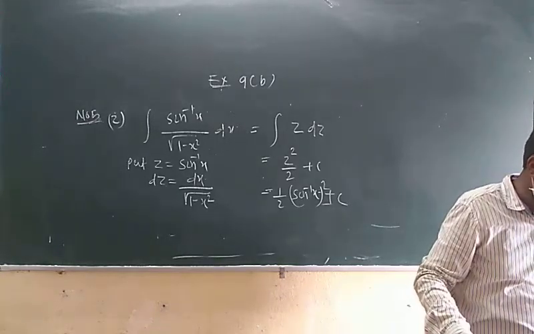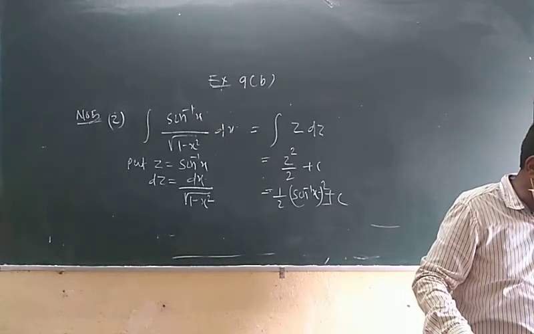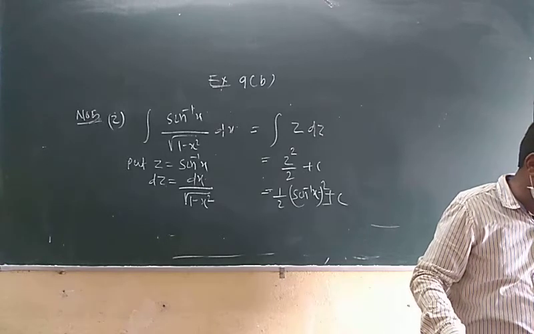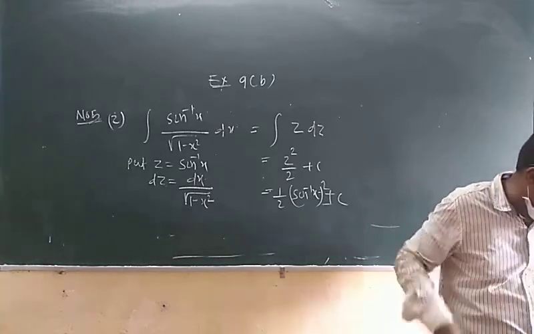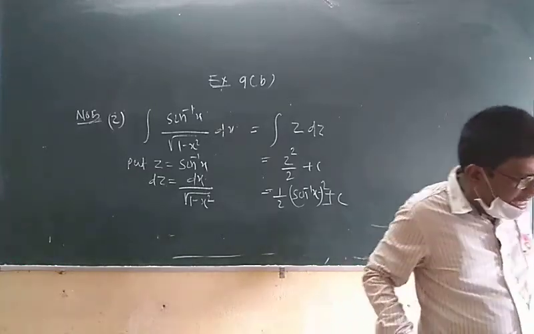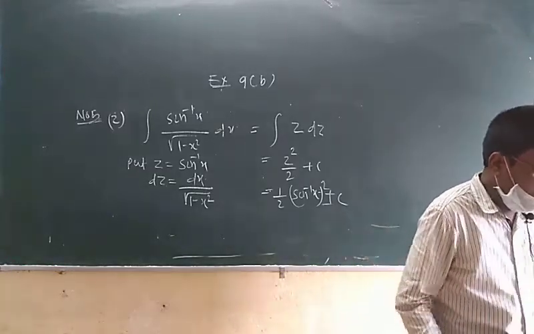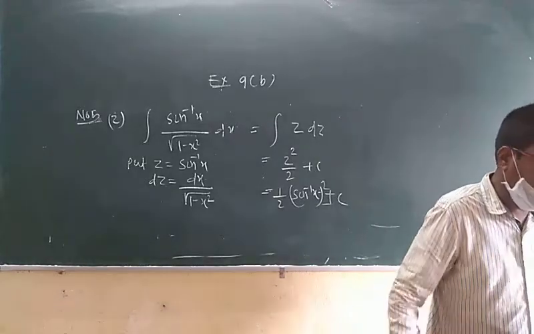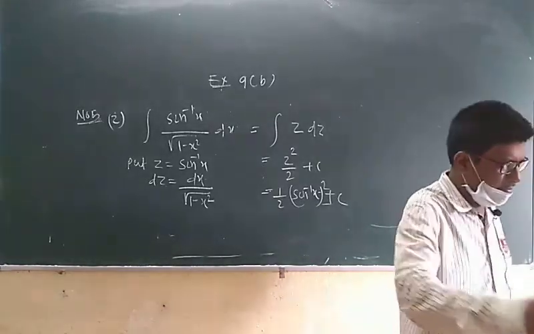Similarly, number 3i is sec inverse x. Taking sec inverse x equal to z, dz is equal to dx by x root over x square minus 1. You can already solve this problem, but I will do number 2i for you. Look, how to solve number 2i.